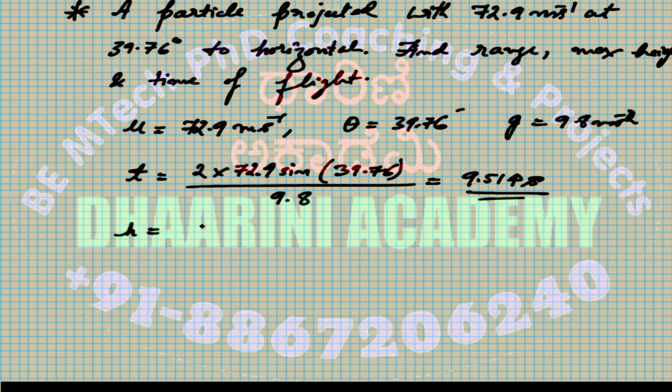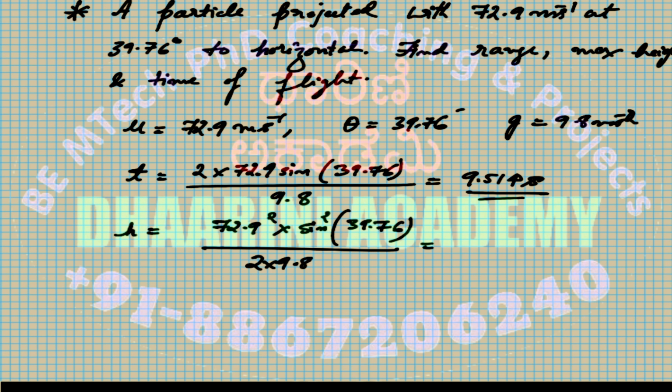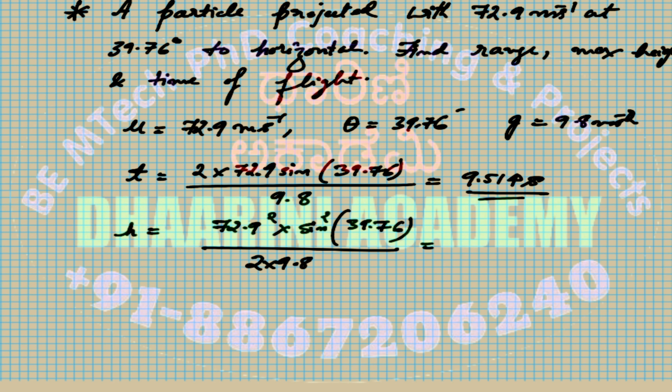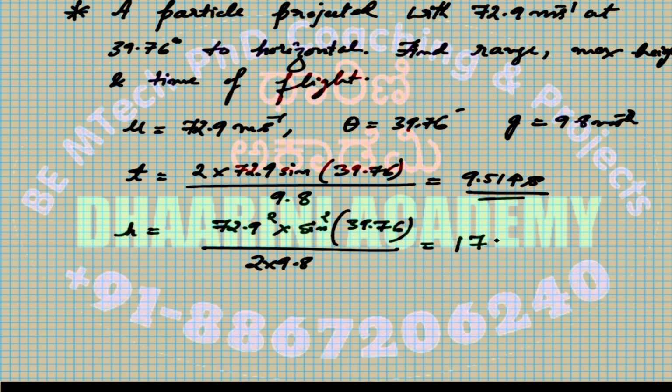Then we'll calculate the maximum height. H is equal to U square, that is 72.9 square, into sine square of 39.76, whole divided by 2 into 9.8. That is 173.3 meters.